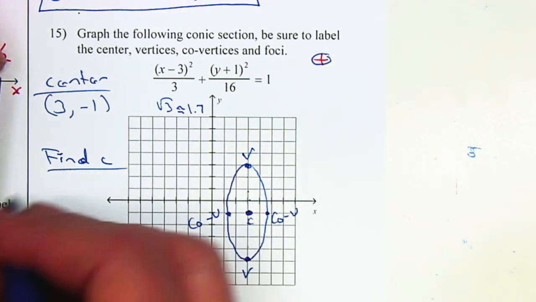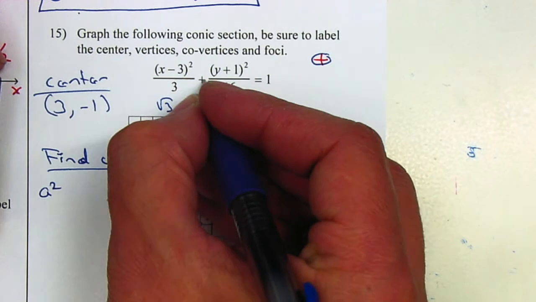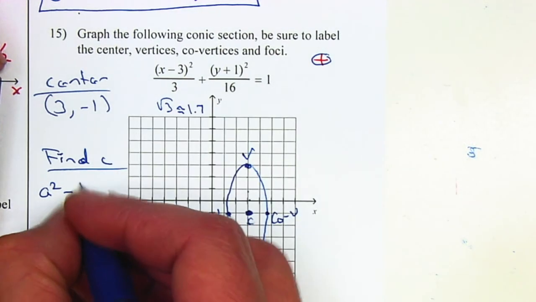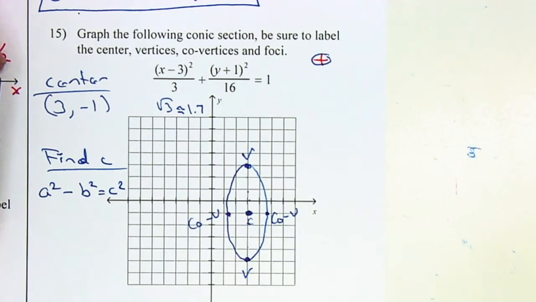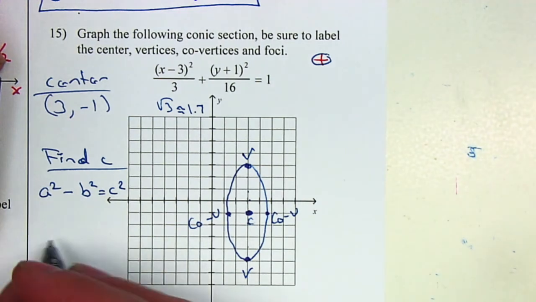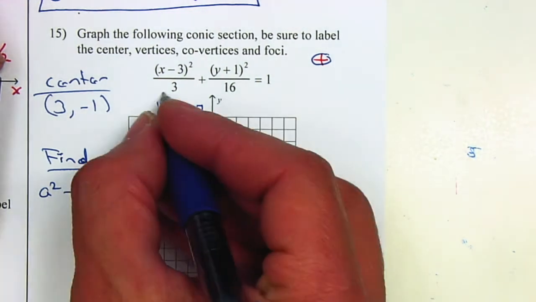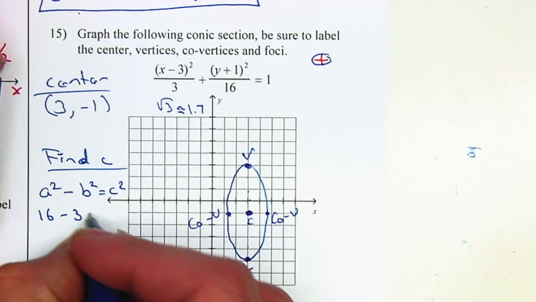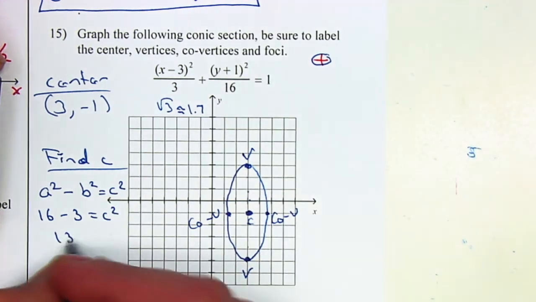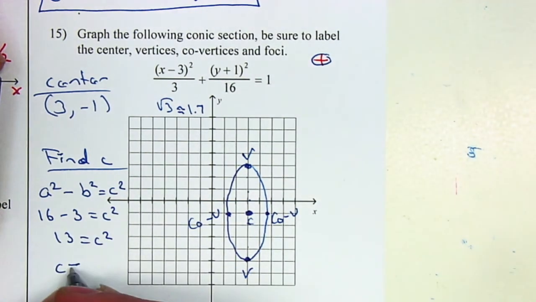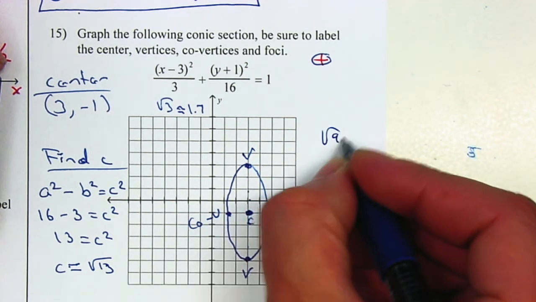That'll be a squared. This is a plus, so this will be minus. B squared is equal to C squared. That'll be 16 minus 3, the bigger number minus the smaller one. So it'll be 13 is equal to C squared. So C is equal to the square root of 13. And the square root of 13, 3 times 3 is 9. The square root of 9 is 3.